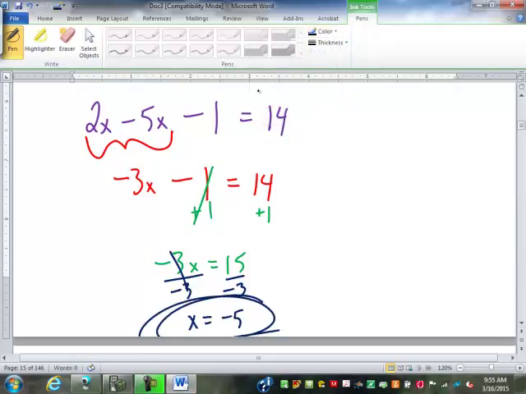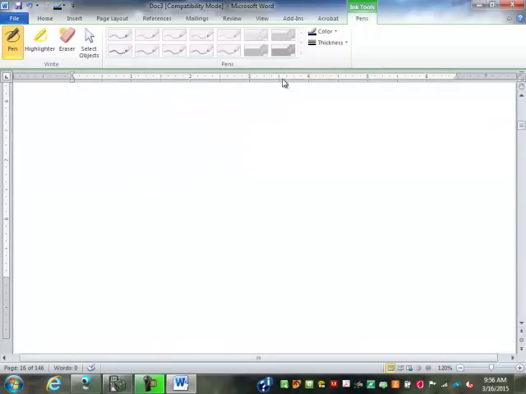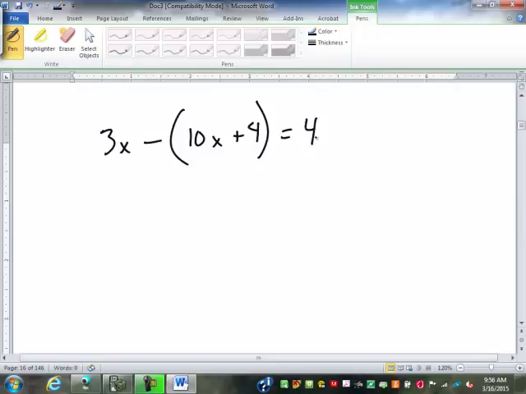How many of you had negative 5? How about 2 1/4? One person? I'm thinking maybe we should try another one similar to that. It might look something like this. So let me give that one a try on your notes.